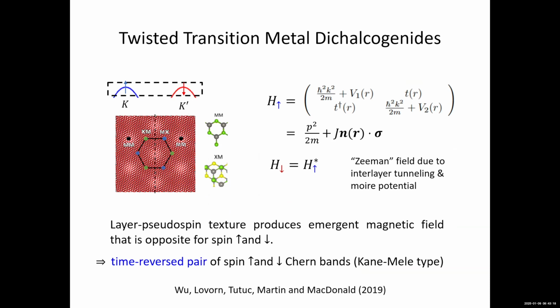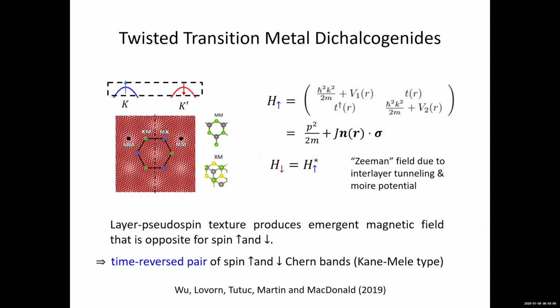However, let's now come back to the spin degrees of freedom. There are 2 valleys with opposite spins. So the emergent magnetic field that's created is equal and opposite for spin up and spin down. After all, the system is time reversal invariant. And the net result is that you get a time reversal pair of spin up and spin down Chern bands, similar to the Kane-Mele model. So that's why these authors suggest that at a filling of 2 particles per unit cell, you can get a quantum spin Hall state. And we'll hear about it later from the experimental group.